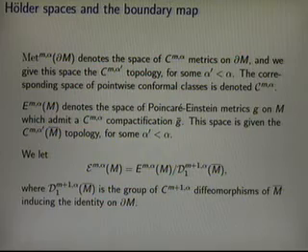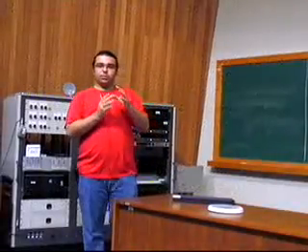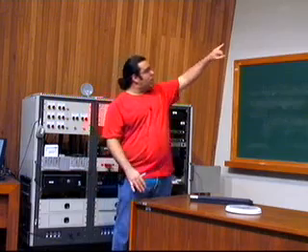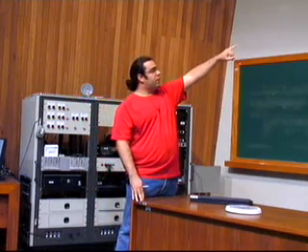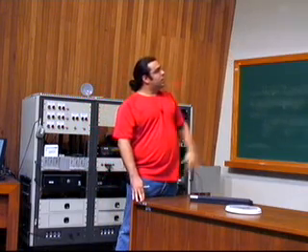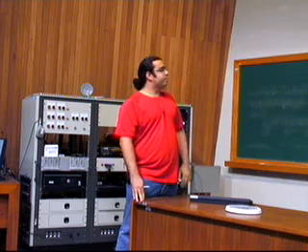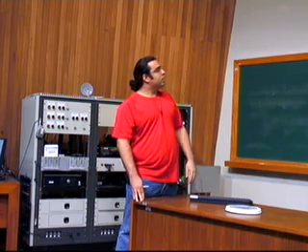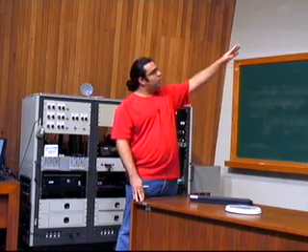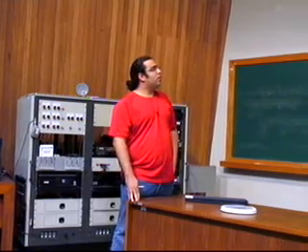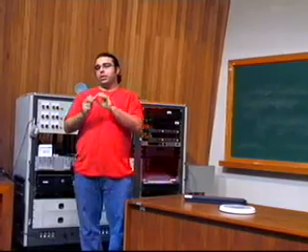I'm not distinguishing metrics which change just by a diffeomorphism. So I'm going to consider the moduli space, curly E, which is the quotient of E^{m,alpha} by the set of diffeomorphisms that fix the boundary.